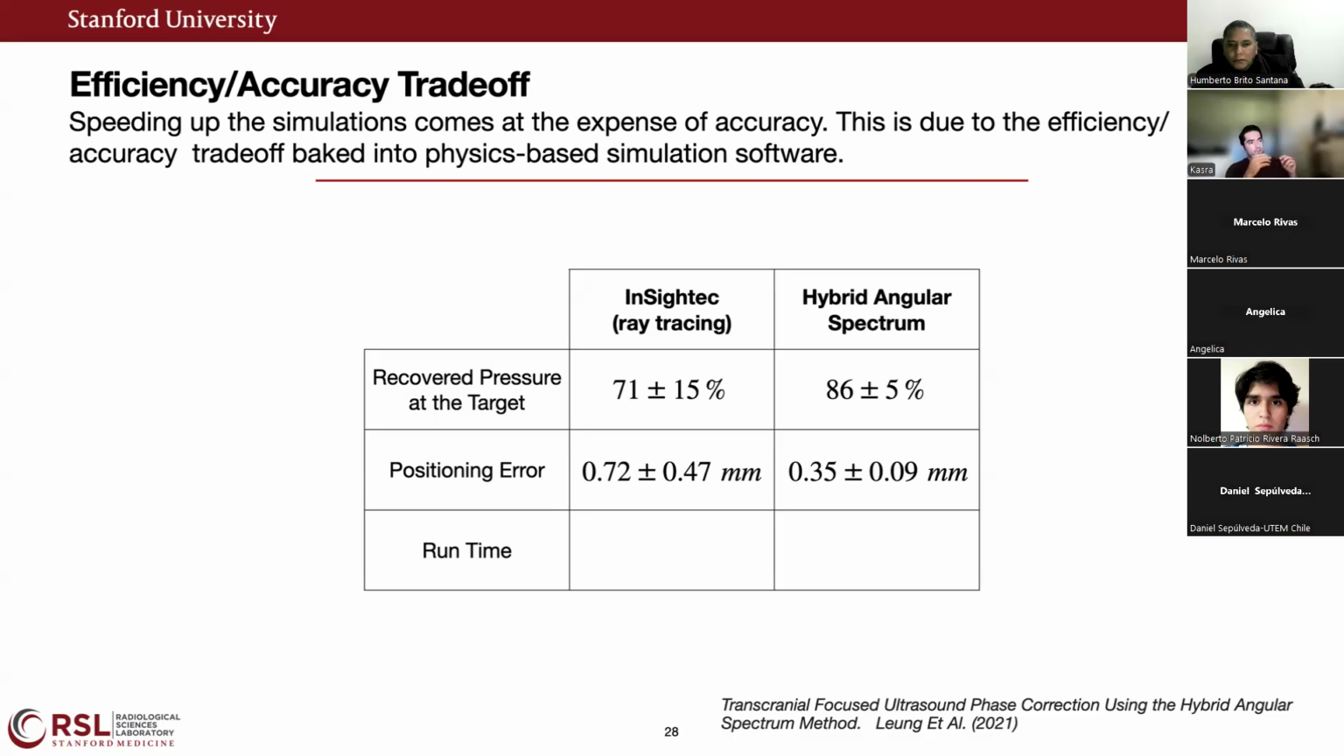My friend was showing that if he uses his more complex hybrid angular spectrum, in terms of the recovered pressure at the target, he can improve it on average by about 15 percentage points, which is a significant improvement. Also, probably more important is the positioning error, which his method improved by about 50%, taking it down to 0.35 millimeters on average. But here's the catch. What took Insightec 2 seconds to run took Steve's algorithm 30 minutes. And the problem is no clinician is going to sit there for 30 minutes to wait for one round of the simulation to converge. They want something fast, ideally fast and accurate at the same time.